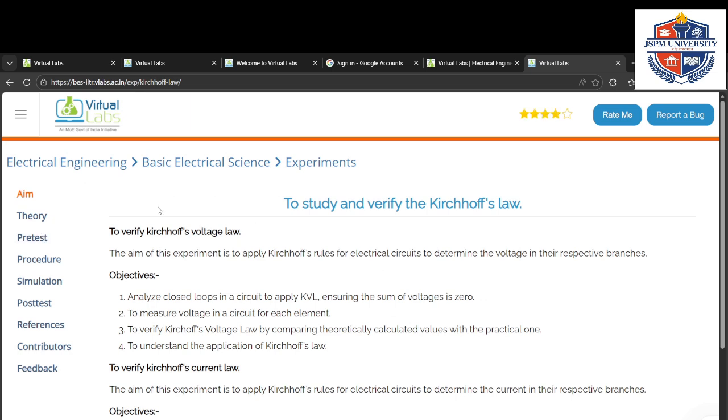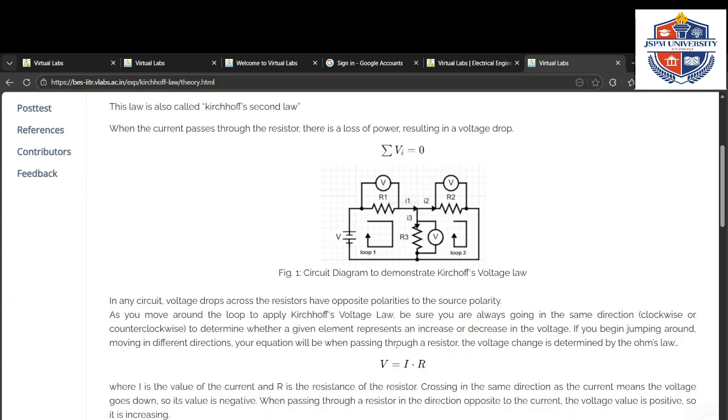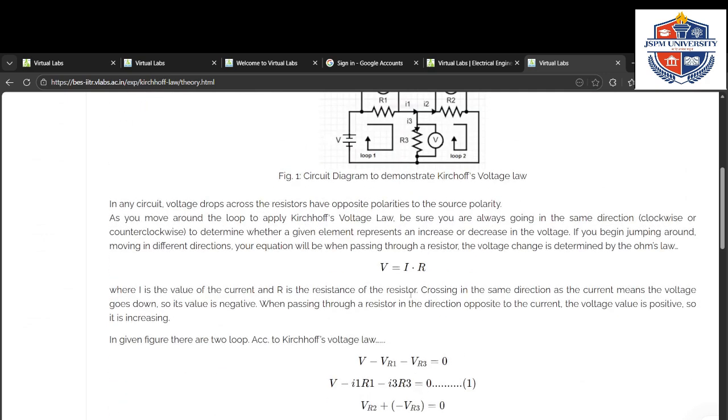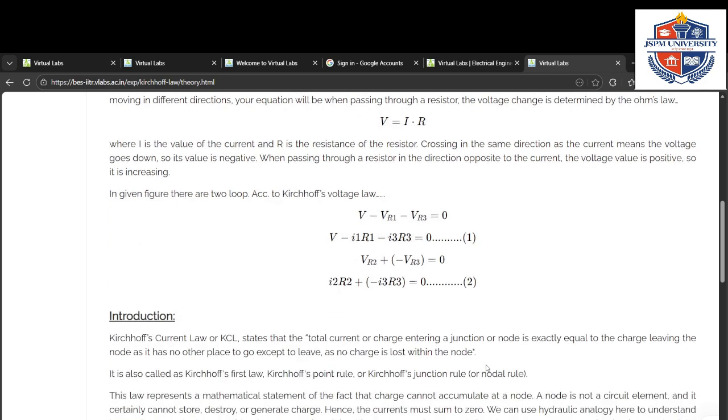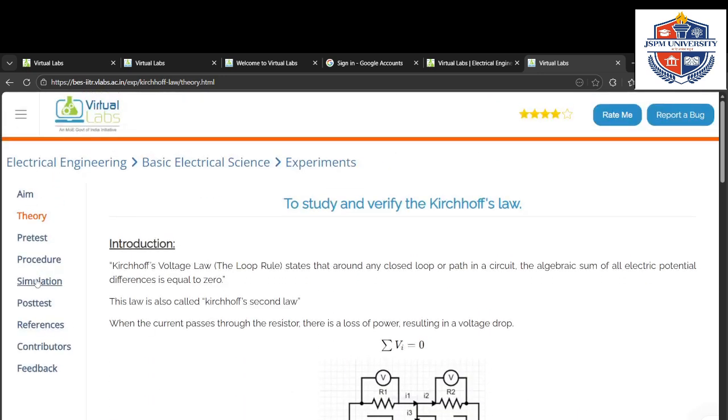If you go inside, you can see the different things: theory, pretest, procedure, simulation. Everything is available. If you want to know about the Kirchhoff voltage law, we can go through the theory and understand. Already we know that the sum of the total voltage drop in a closed path is equal to 0. That is the definition of the Kirchhoff voltage law. So let us now go to the simulation.